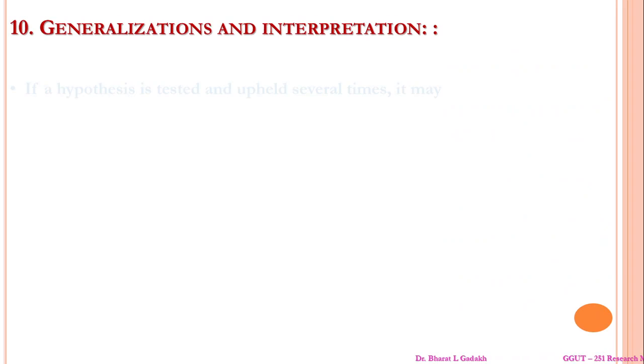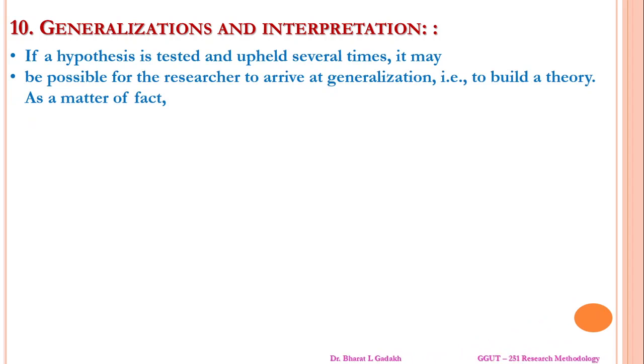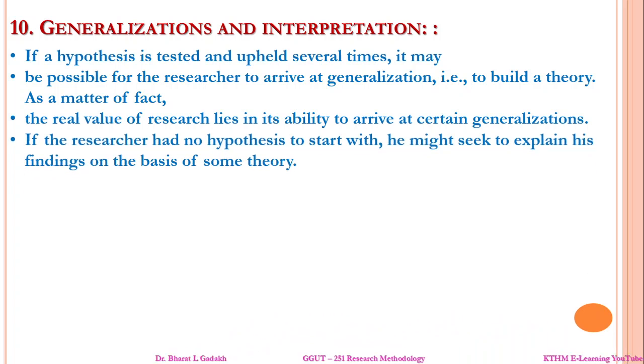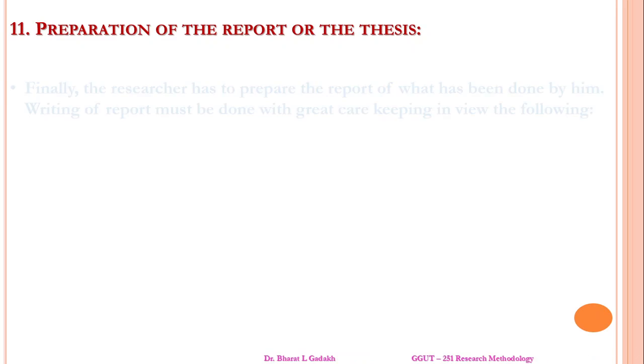Now, generalization and interpretation. If a hypothesis is tested and upheld several times, it may be possible for the researcher to arrive at generalizations and build a theory. The real value of research lies in its ability to arrive at certain generalizations. Now, if the researcher had no hypothesis to start with, he might seek to explain his findings on the basis of some theory. This is known as interpretation. The process of interpretation may trigger new questions, which in turn may lead to further research. Now, preparation of the report or thesis.